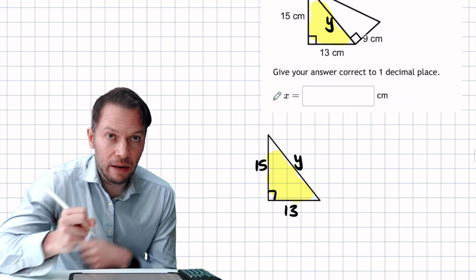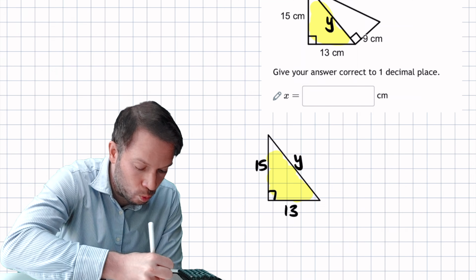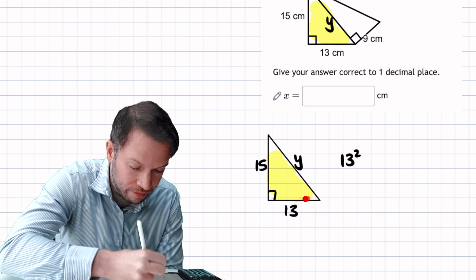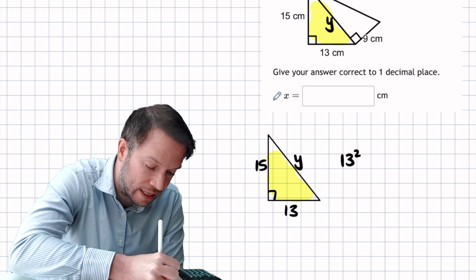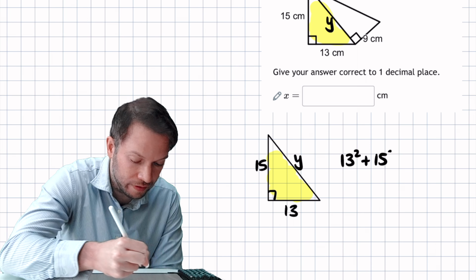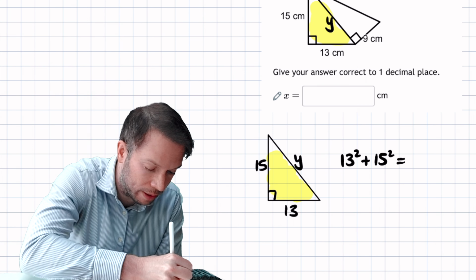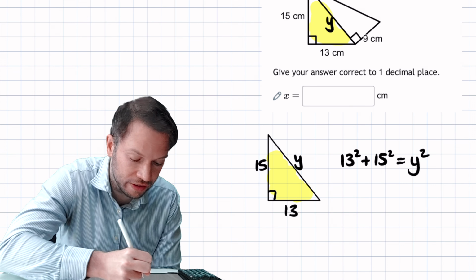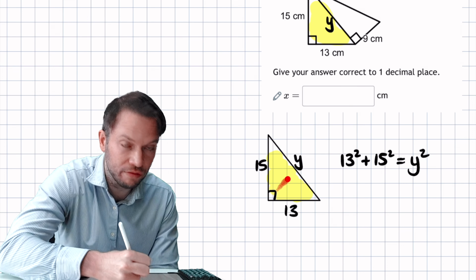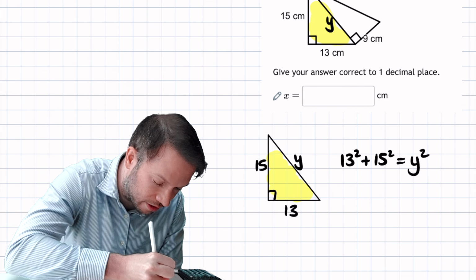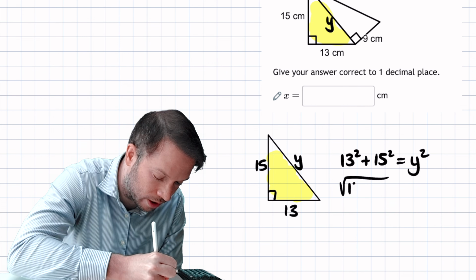Now let's remind ourselves how Pythagoras theorem works. If you do one of the shorter lengths squared, so this is one of the shorter lengths, and you do that squared, and you add the other shorter length squared, so the 15 squared, doesn't matter which way they go round, you get the hypotenuse squared. The hypotenuse is the longest length opposite this right angle here. So then I can just square root both sides to get rid of the squared on the y.